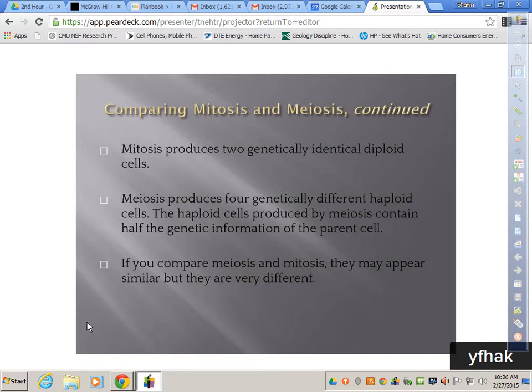And if you compare meiosis to mitosis, they do appear similar when you start drawing the diagrams because they're both cells. We're dealing with chromosomes. We're dealing with dividing nucleus. However, remember, in meiosis, we're cutting the genetic information in half, and often we're doing it with more than one cell.